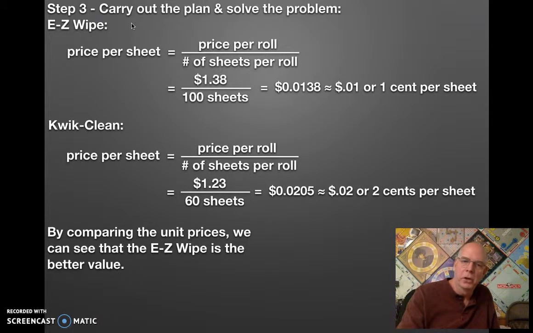So, by comparing the unit prices, we see that the Easy Wipe is the better value. They're the cheaper, less expensive paper towel here.